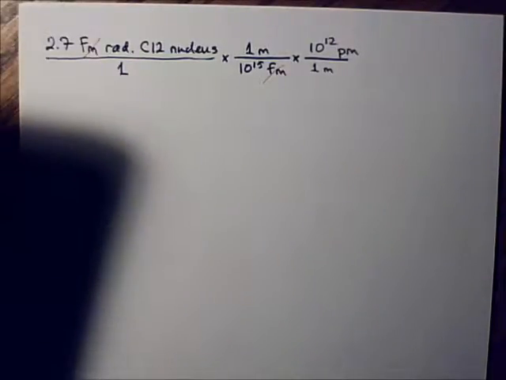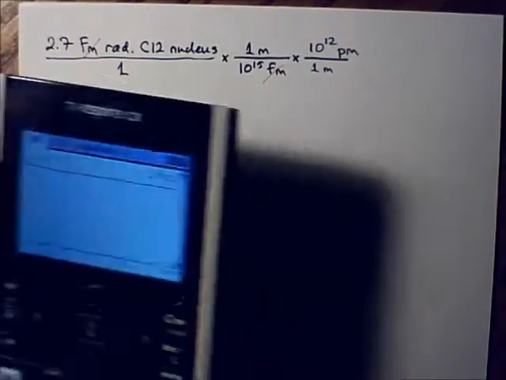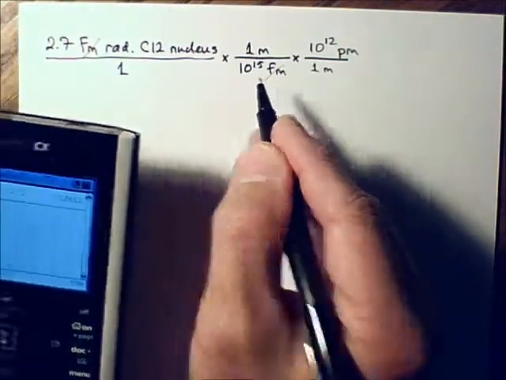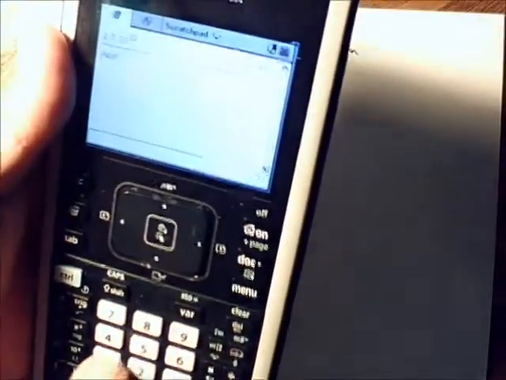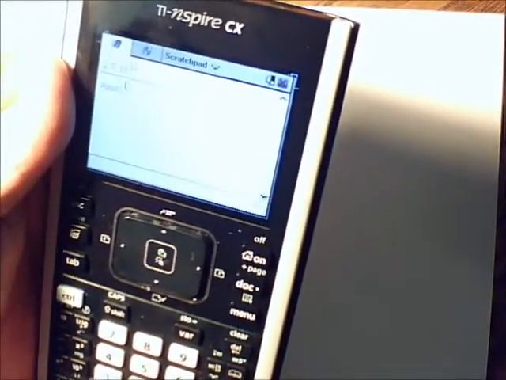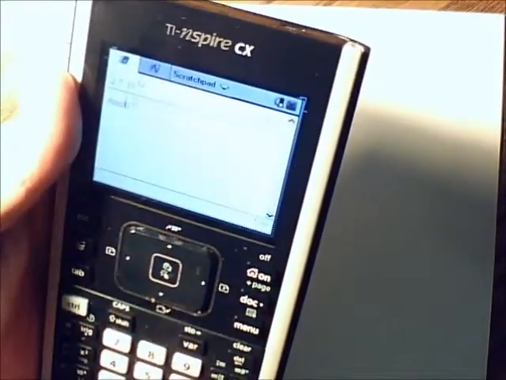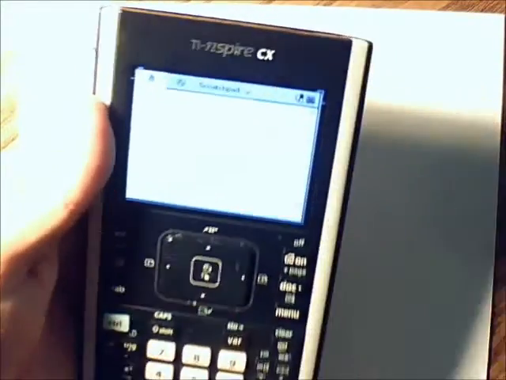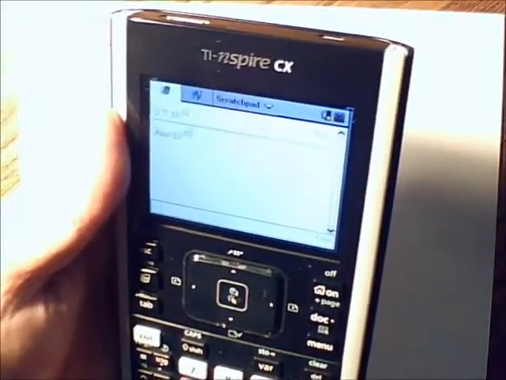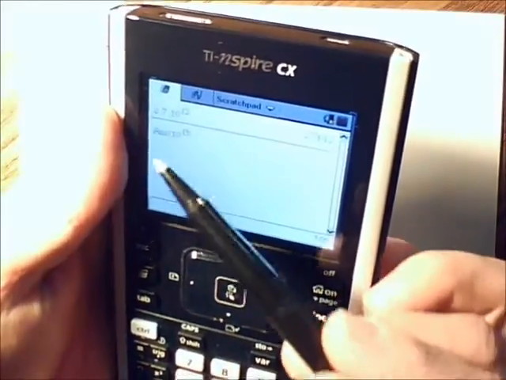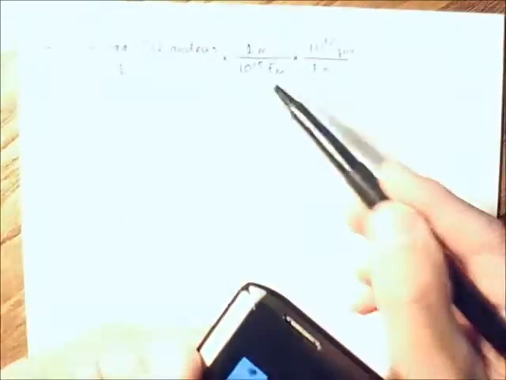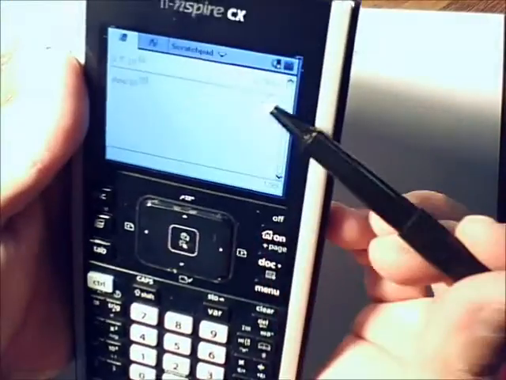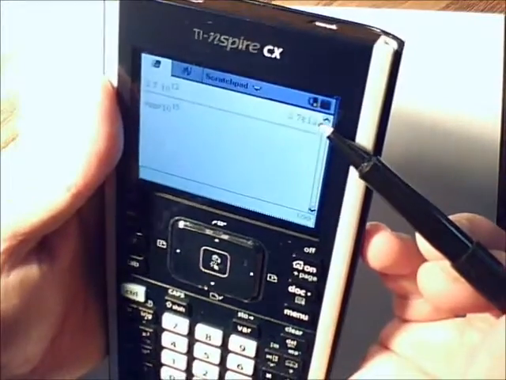2.7 times 10 to the 12th. Okay, and I get that answer. Then I'm going to divide by this answer, divided by 10 to the 15th. Whoops, I didn't do the right thing there. 10 to the 15th. So let's see, maybe you see it. There we go. All right, so I'm taking 2.7 and multiplying by 10 to the 12th. Then I'm going to take the answer I got, this was the answer I got over here, and I'm going to divide that answer by 10 to the 15th down here.